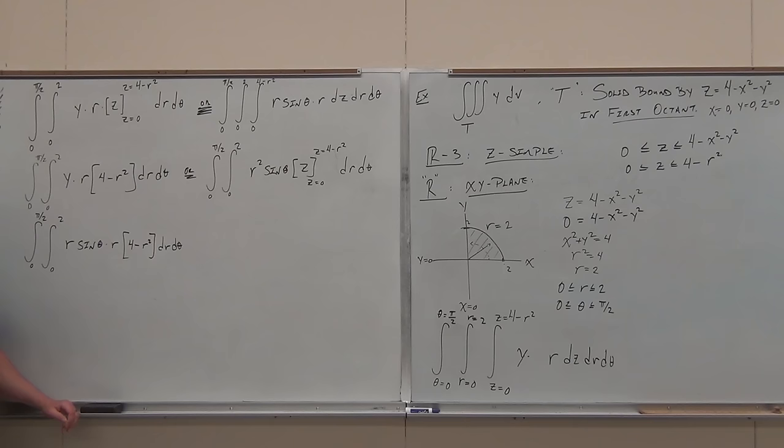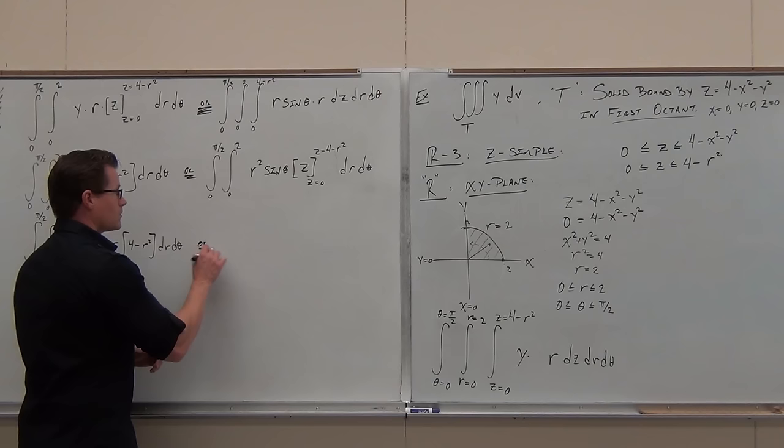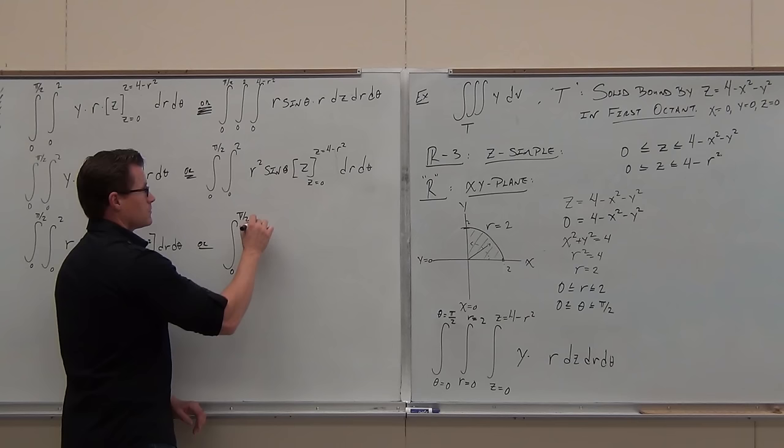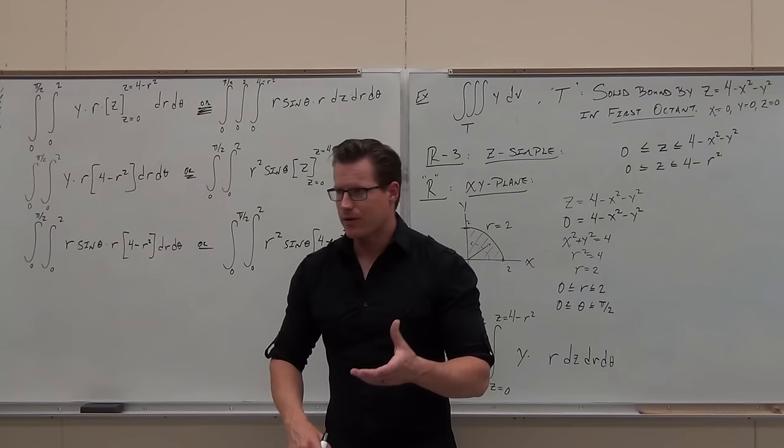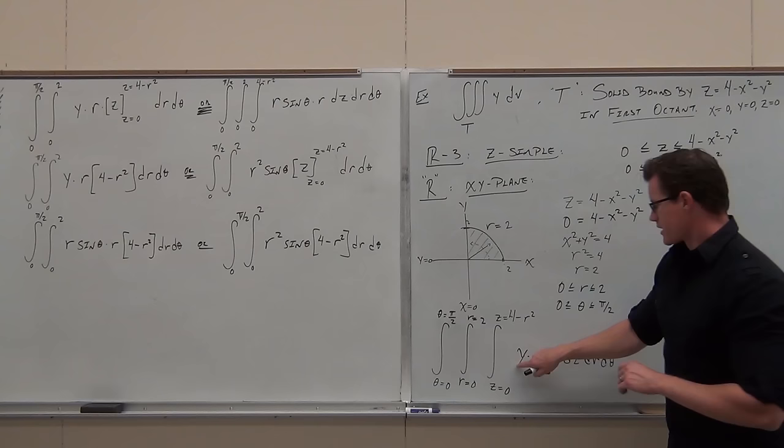You with me? You sure? If you did this one, and you get the r squared, you get the sine theta, and then you get this 4 minus r squared minus 0 dr d theta. Do you see that they're exactly the same? It doesn't matter. The only time it matters is if you have a variable here that you are integrating with respect to. You can't change it before you integrate. That's the only thing that I want to make sure you understand.